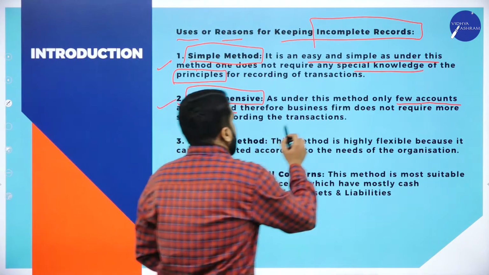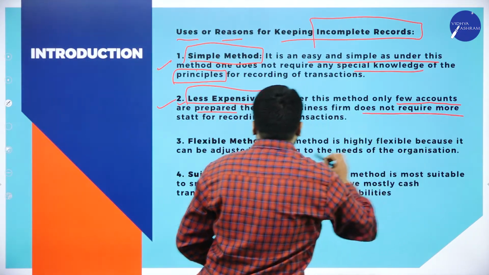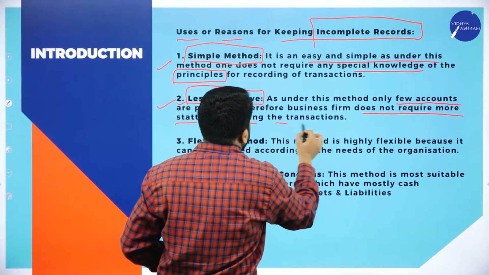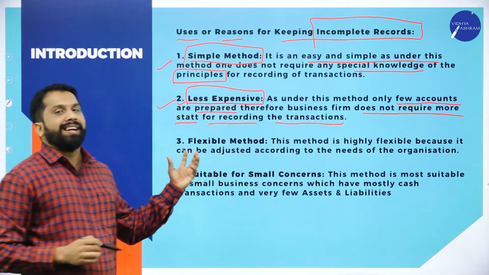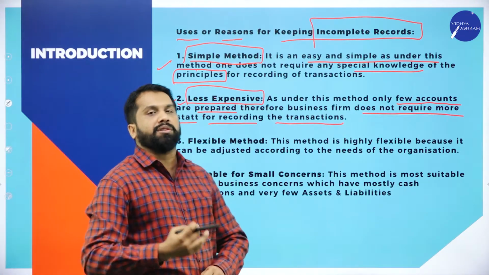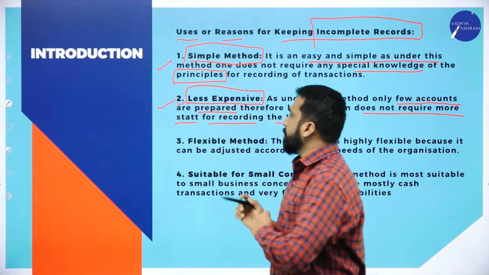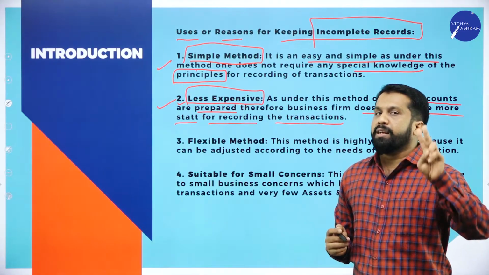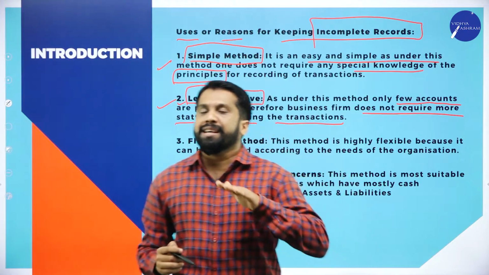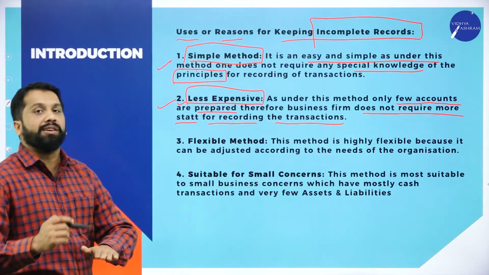Now, the business does not require many stats for recording the transaction. Stats means statistics, so more stats are not required to do accounting. So what is the second point? The first one is simple method. The second one is less expensive. What is the third one?